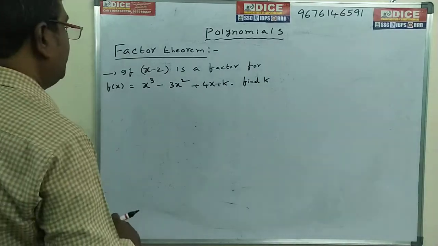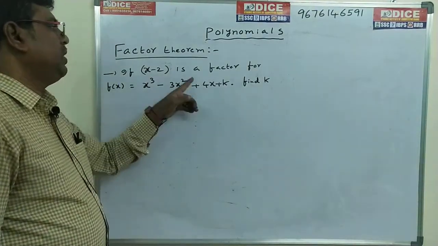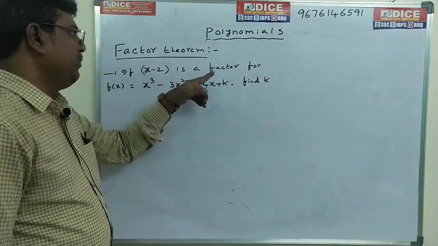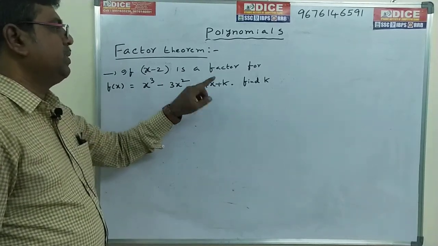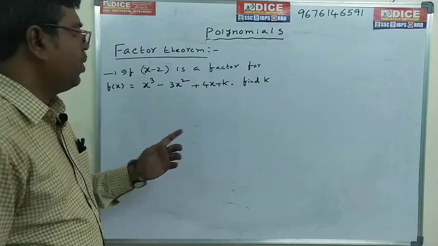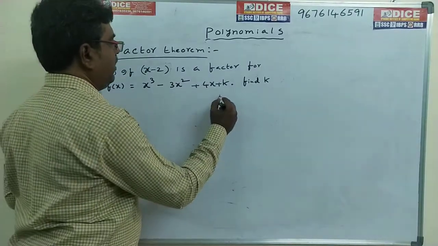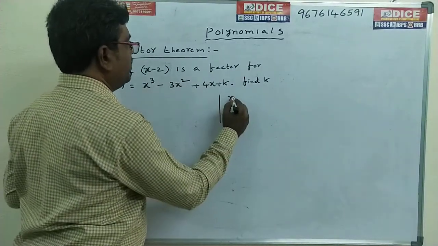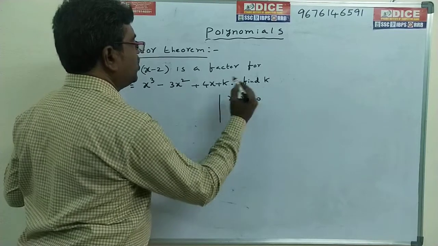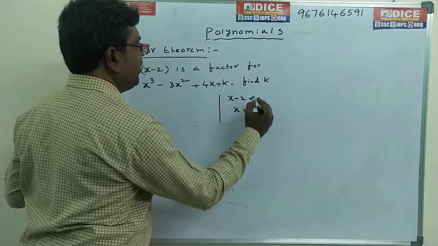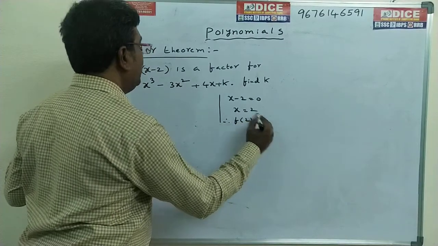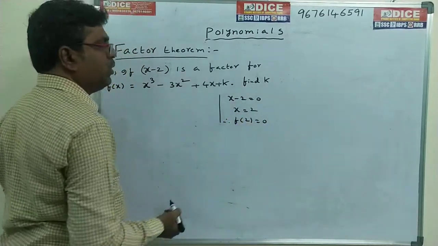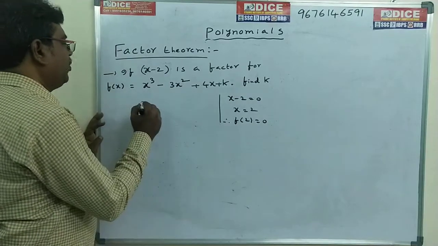Same order and the problem. If x minus 2 is a factor for f of x is equal to x cube minus 3x square plus 4x plus k, find k. Same process. First of all, let x minus 2 is equal to 0. So x is equal to, sending to that side, plus 2. Therefore f of 2 is equal to 0, because x minus 2 is a factor, that's why f of 2 is equal to 0.